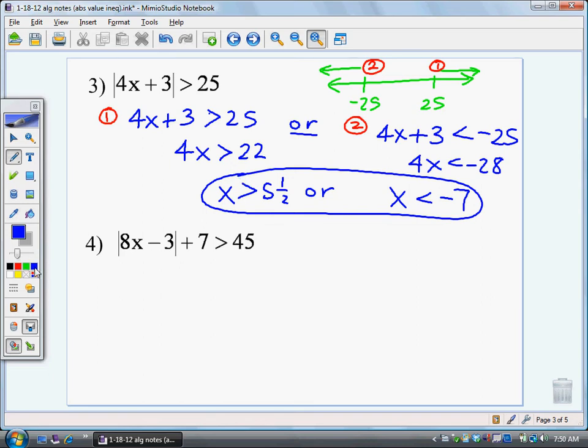Now, on this last one, this is another one that we did with the equations. Similar, how we have this plus 7. The first thing you need to do is subtract 7 from both sides. And that's going to leave you with the absolute value of 8x minus 3 is greater than 38. And now it's just like number 3 that we just did.